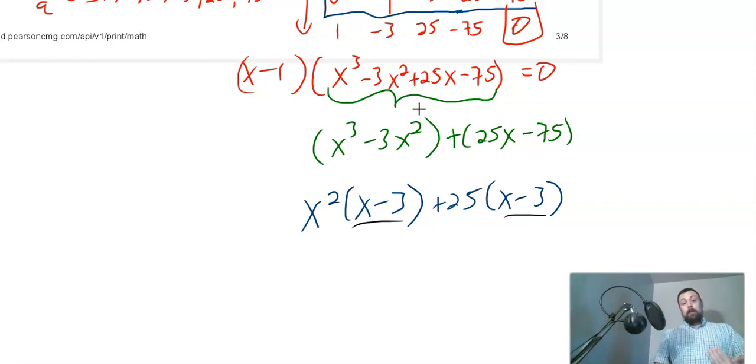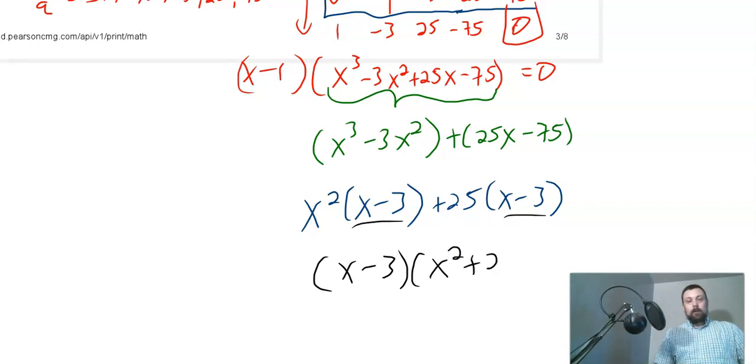So if you try factor by grouping, and this parentheses does not match this parentheses, it's a dead end. Factor by grouping doesn't work. You'll have to go back and do synthetic division in order to break this down even further. But as long as these match each other, you're good to go. You factor out the x minus 3, that's a common factor here, and that leaves you with x squared plus 25 as your other factor.